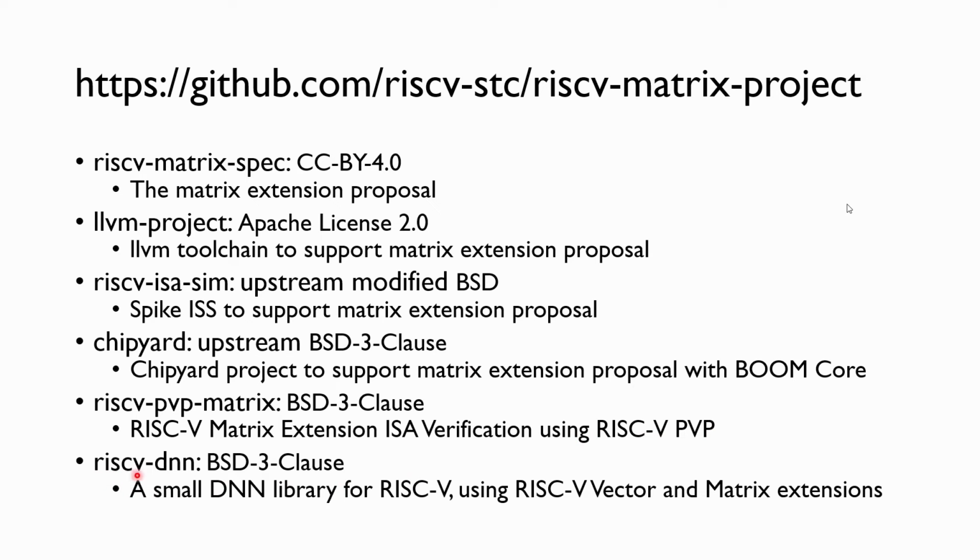And RISC-V DNN is a small deep neural network library for RISC-V. There are many implementations, including DNN operators, or the whole ResNet inference, implemented using the RISC-V vector extension and matrix extensions.